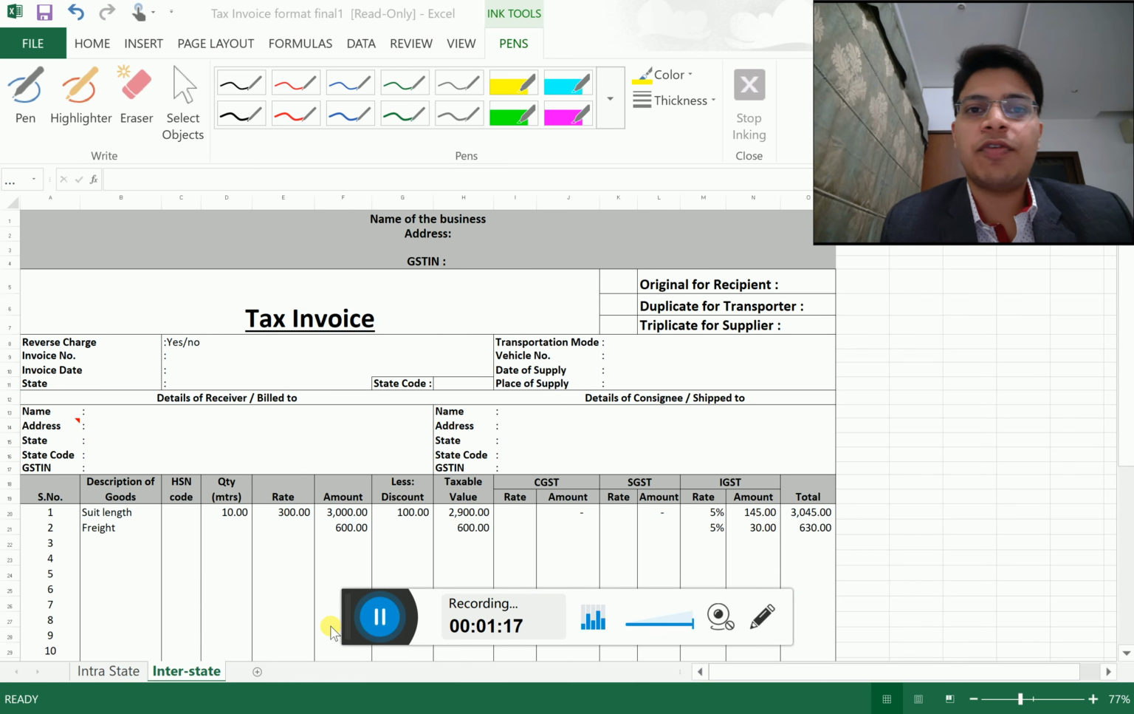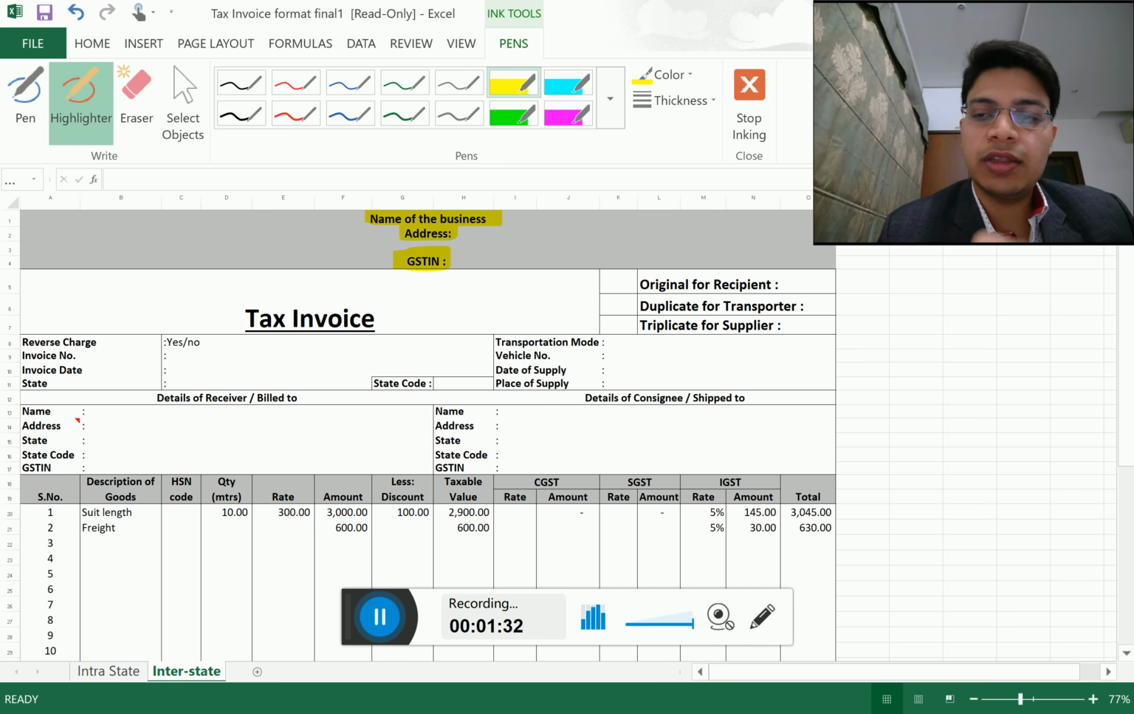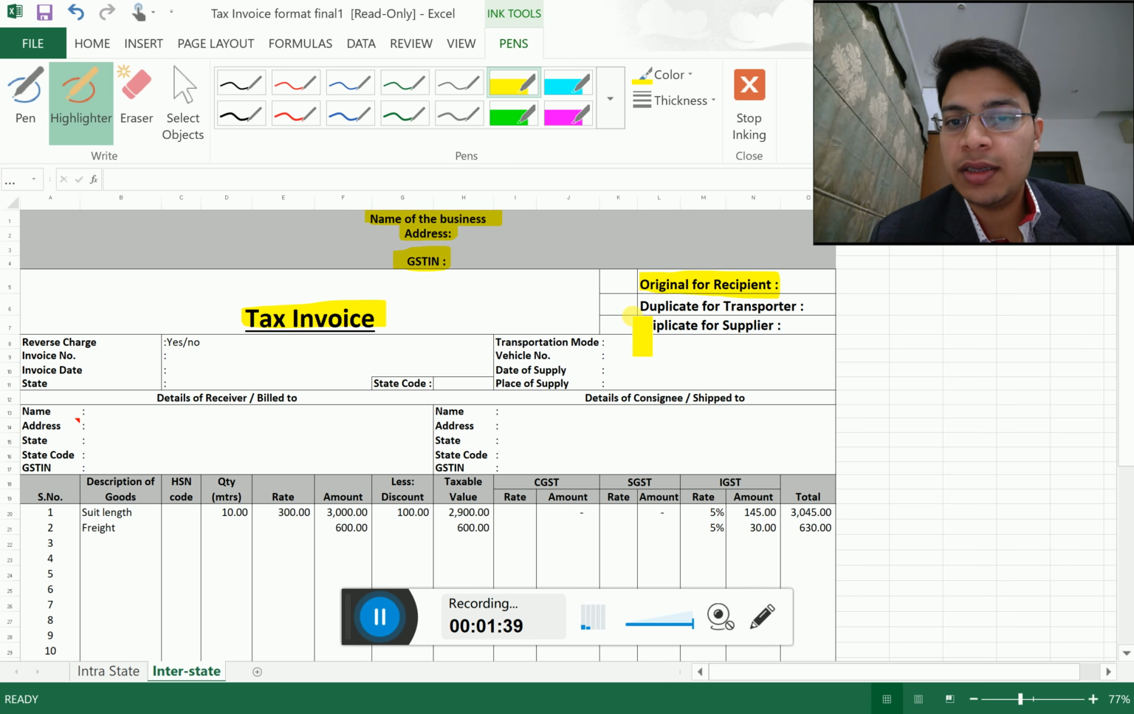This is the format of tax invoice in GST. What details you need to mention? You need to mention your details, the supplier details, that is the name of your business, address of your business, GSTIN number of your business. On the invoice, it must be mentioned that it is a tax invoice. The original is for the recipient, duplicate is for the transporter, and the triplicate is for the supplier.